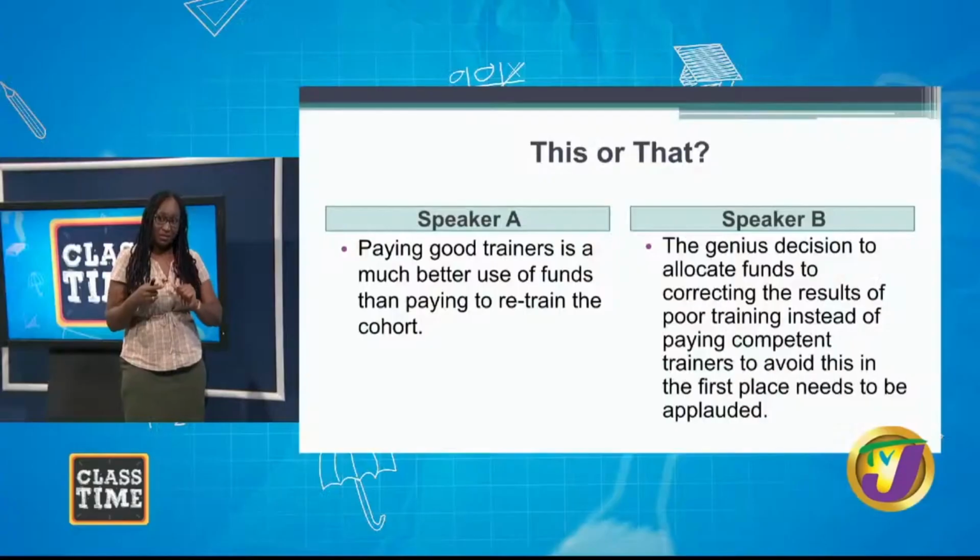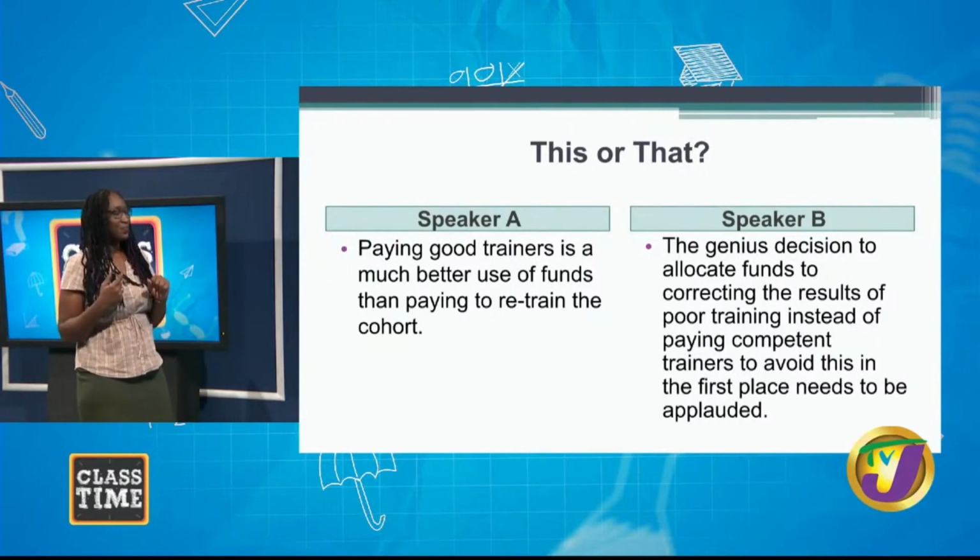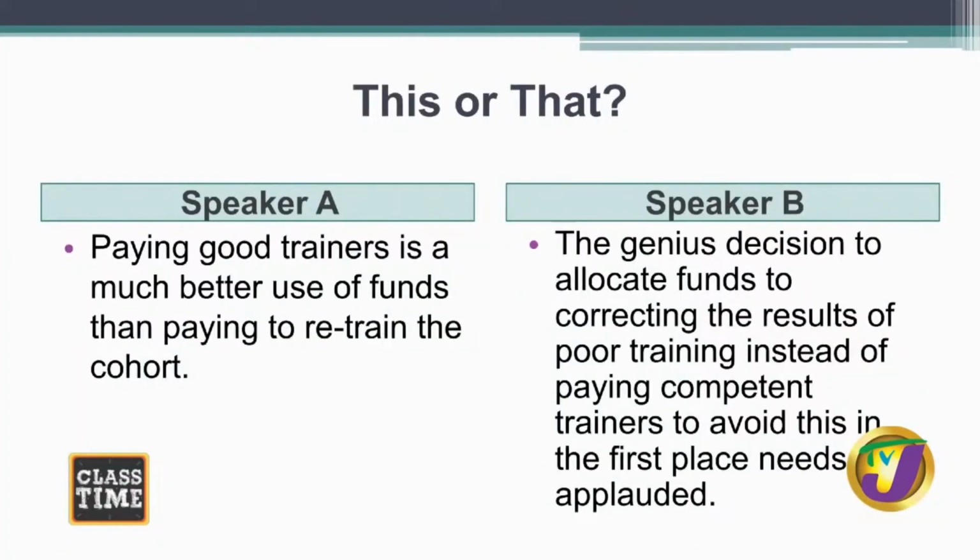Now let's look at these examples of sarcasm. So Speaker A says, paying good trainers is a much better use of funds than paying to retrain the cohort. Sounds very straightforward. Sounds very simple. Look at what Speaker B says now. The genius decision to allocate funds to correcting the results of poor training instead of paying competent trainers to avoid this in the first place needs to be applauded.